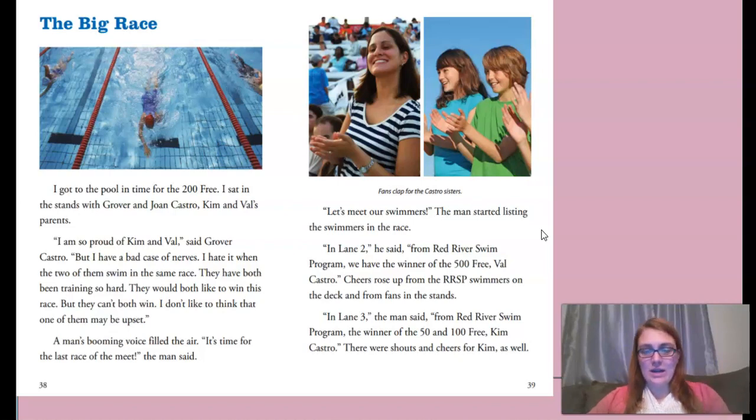"In lane 2," he said, "from Red River Swim Program, we have the winner of the 500 free, Vale Castro." Cheers rose up from the RRSP swimmers on the deck and from fans in the stands. "In lane 3," the man said, "from Red River Swim Program, the winner of the 50 and 100 free, Kim Castro." There were cheers and shouts for Kim as well.